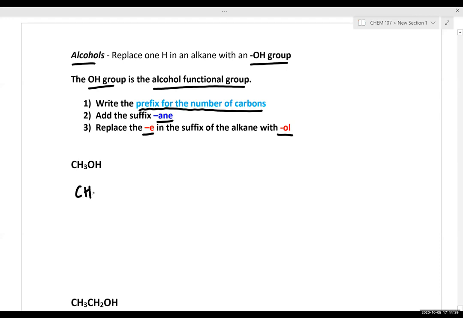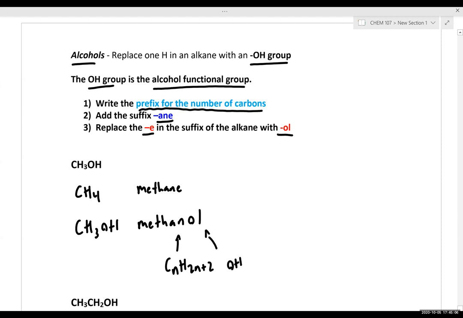So for example, CH4 would be named as methane. However, since we have an alcohol functional group, instead of methane, we name this compound as methanol, where this -ane is telling us we have the form CnH2n+2, and this OL suffix indicates we have an alcohol functional group. Does that make sense to everyone? So we replace the E in our ending with the OL suffix.